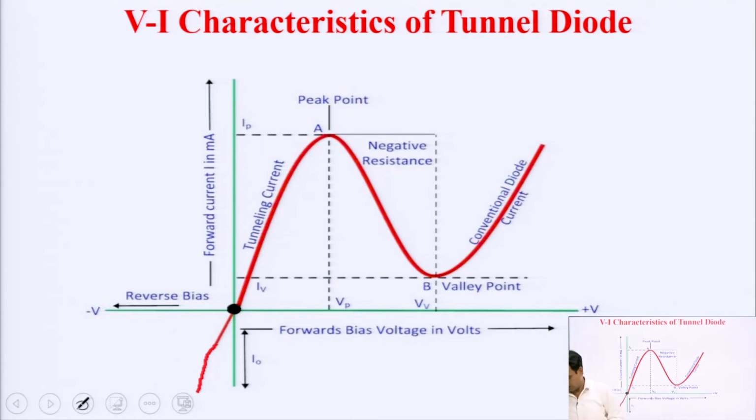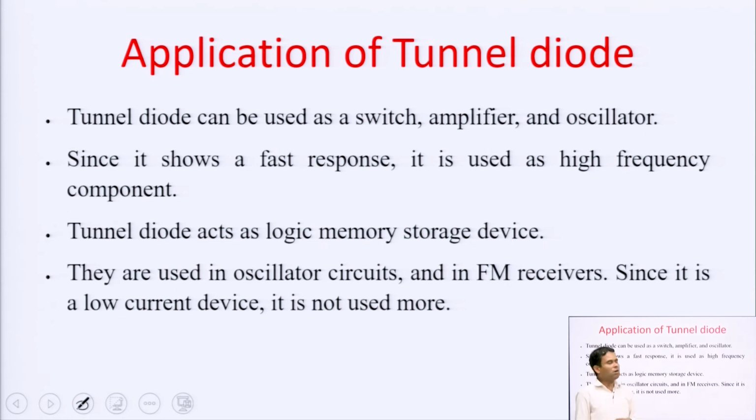Already I have discussed. Now, applications of the tunnel diode. Tunnel diode can be used as a switch, amplifier and oscillator. Since it shows fast response, it is used for high frequency components. Tunnel diode acts as a logic memory storage device. They are used in oscillator circuits and in FM receivers. Since it is a low current device, it is not used more.